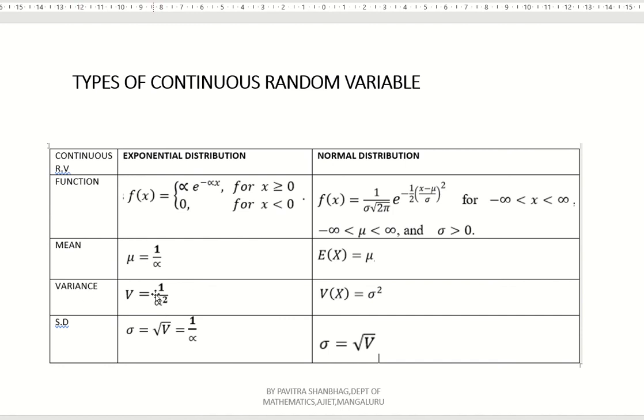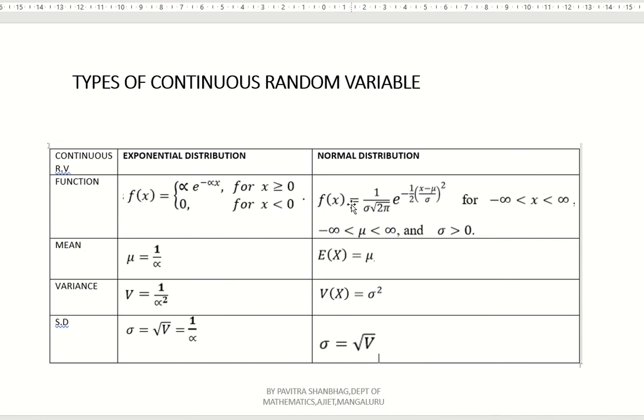Variance means what? 1 by alpha square, and standard deviation sigma equal to 1 by alpha. Here you can remember easily, mean and standard deviation are the same for exponential distribution, and for Poisson distribution mean and variance are the same, right? Here mean and standard deviation are the same.